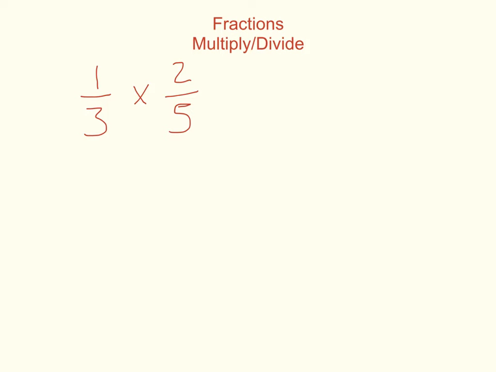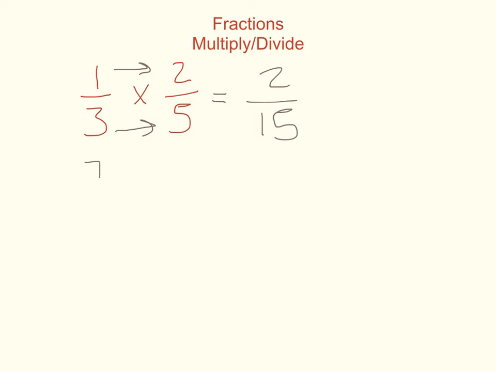Multiplying fractions is pretty straightforward. All you're going to do is multiply across. So 1 times 2 is 2. 3 times 5 is going to be 15. And then that's just our answer for that one. It's just 2/15.